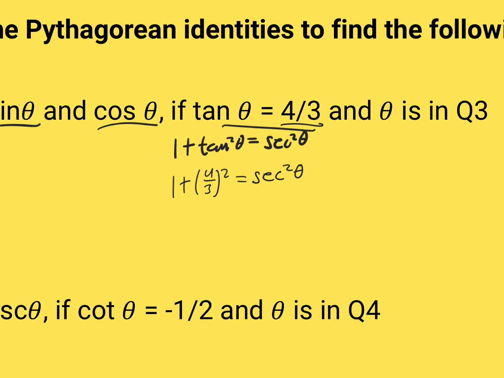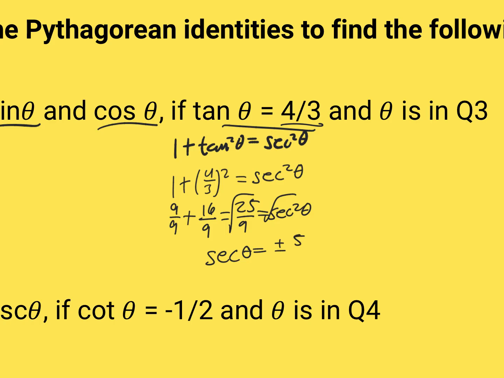So 4/3 squared is going to be 16/9. And to turn 1 into a denominator of 9, it would be 9/9. And this is going to get us 25/9, which is secant squared theta. And then I'm going to square root both sides, and we get secant of theta is plus or minus 5/3. It's actually not going to be plus or minus, it's going to be one or the other.